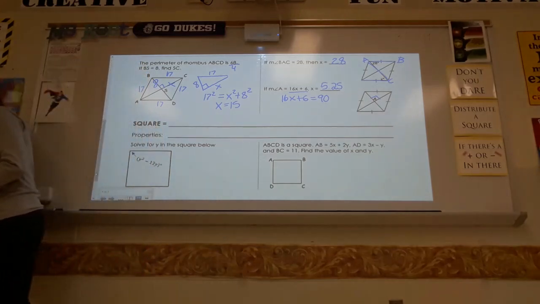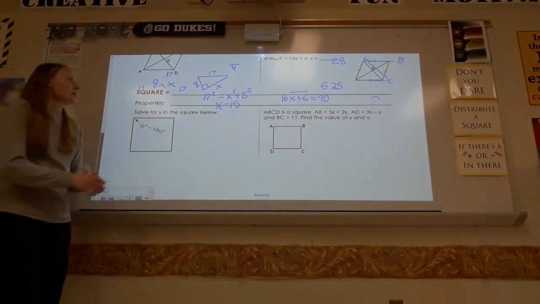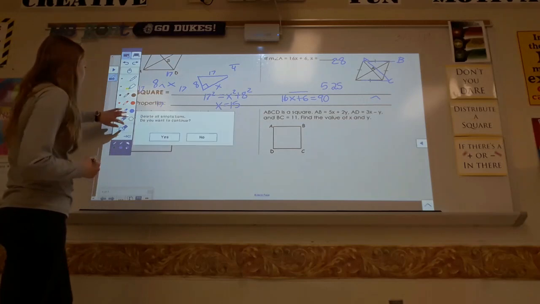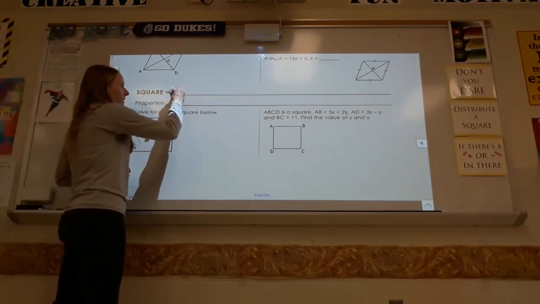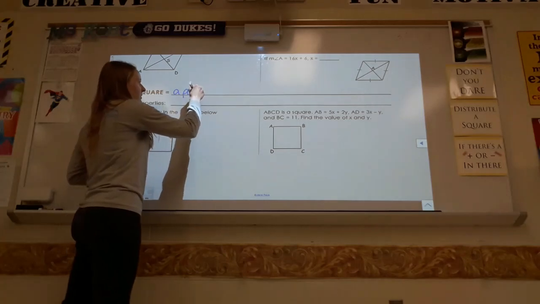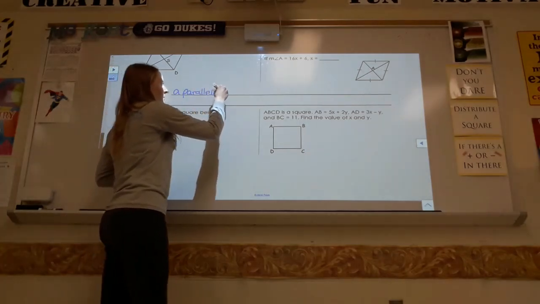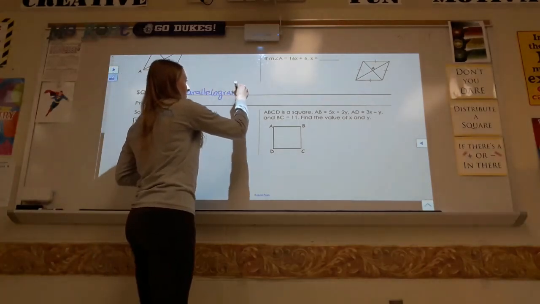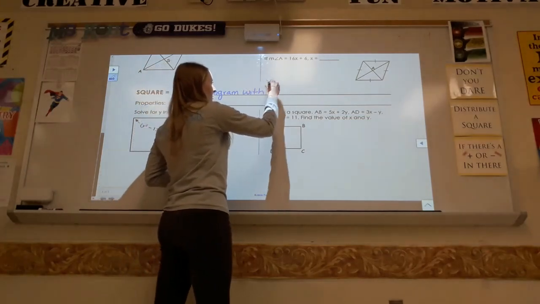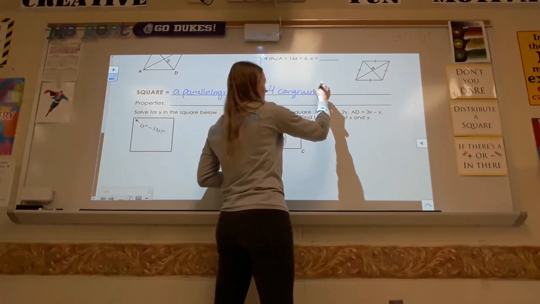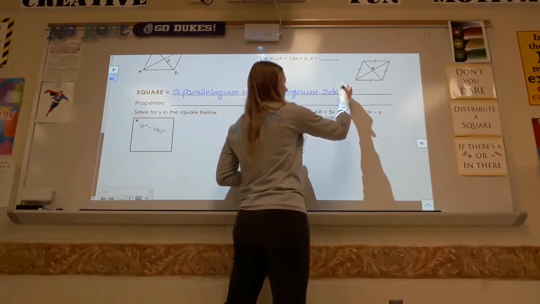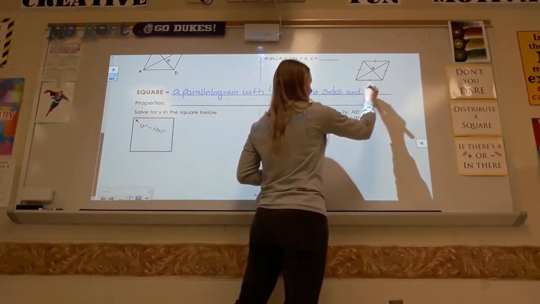All right. Last shape we're going to talk about before we get into those proofs. A square, I'm sure you guys are most familiar with this. You probably know a lot about a square. So a square is a parallelogram with 4 congruent sides and angles.